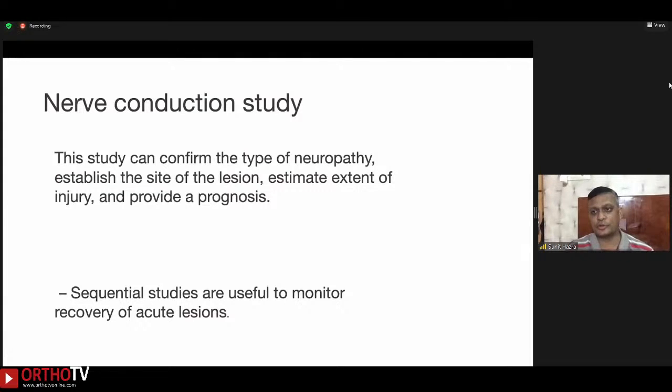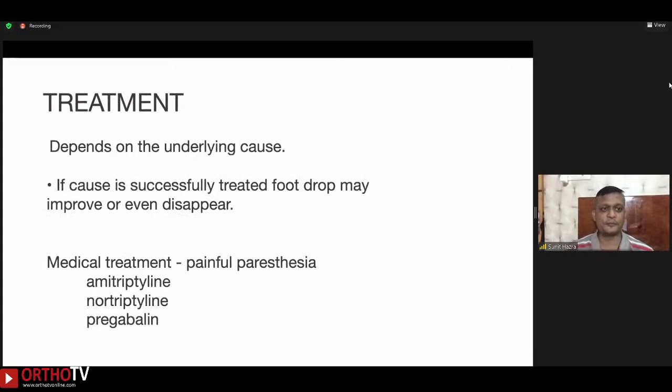Medicolegally also, you need to document this. So I would rather advocate a nerve conduction study, as it can also estimate the extent of injury and provide some prognosis. If you keep repeating it in follow-up, you will have some idea regarding whether the nerves are recovering or not, in addition to the classical Tinel sign, which we tend to see most of the time.